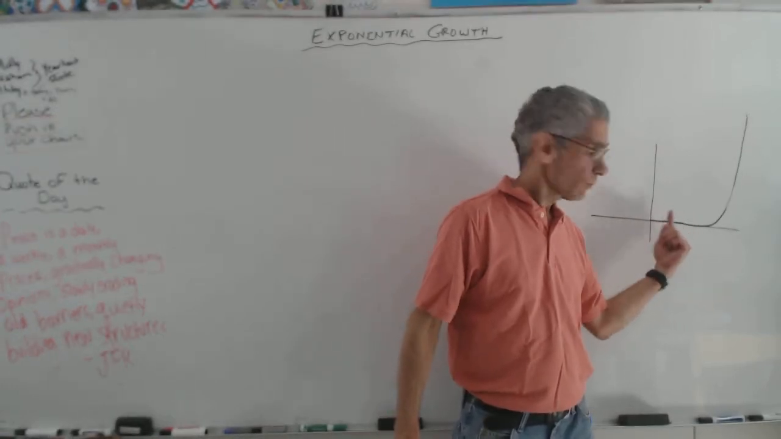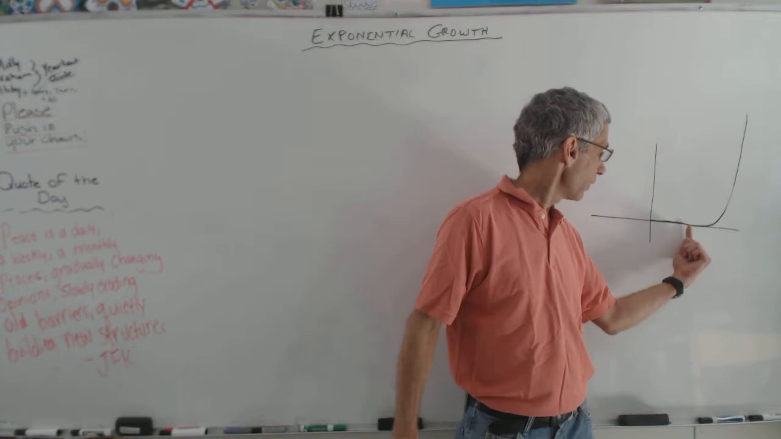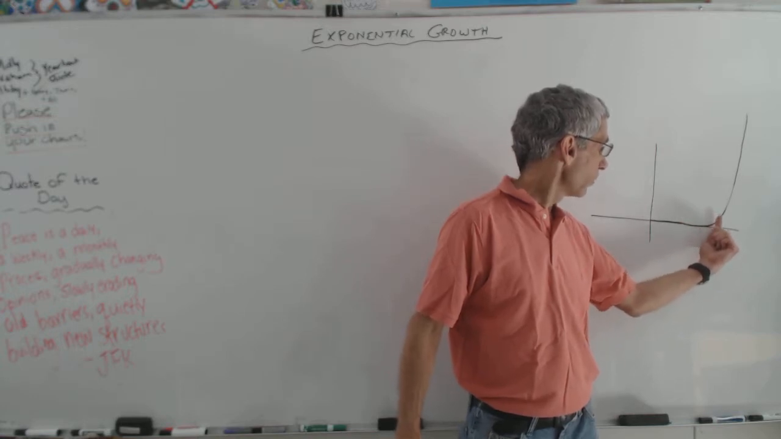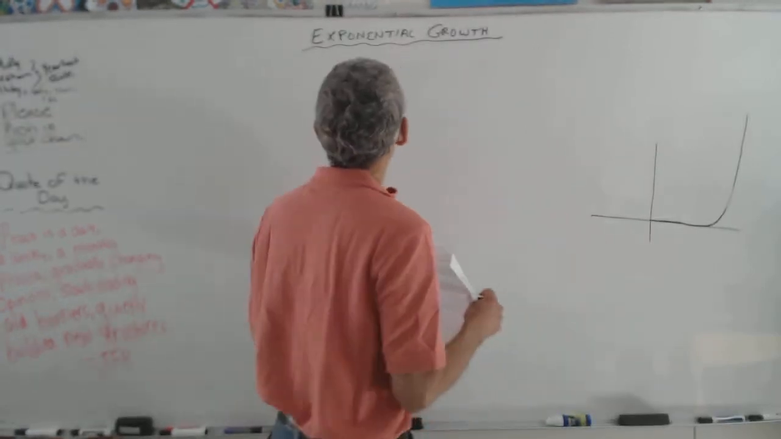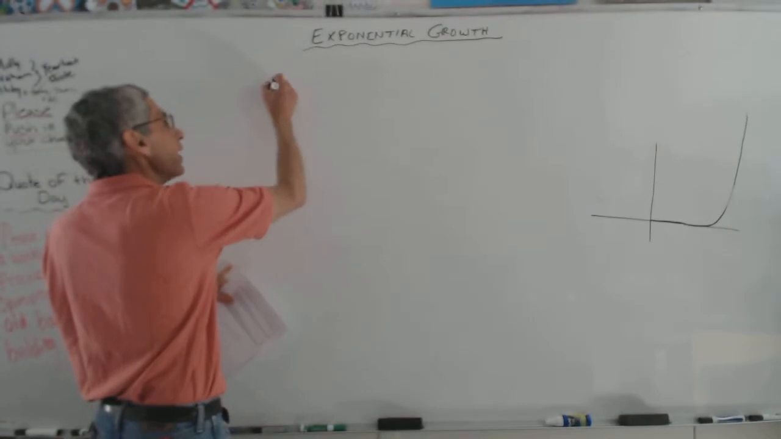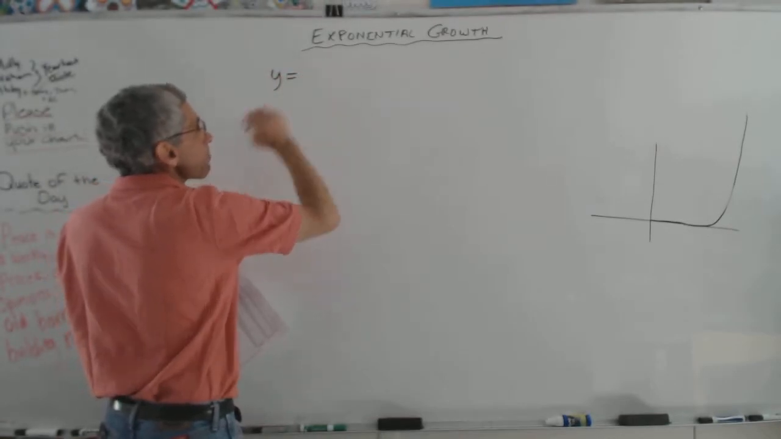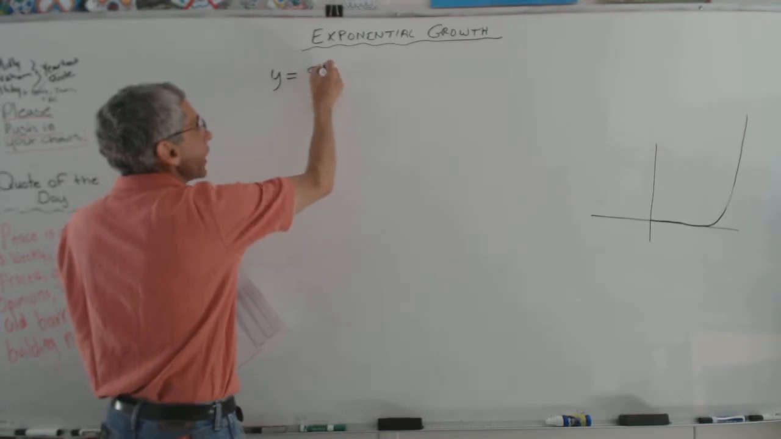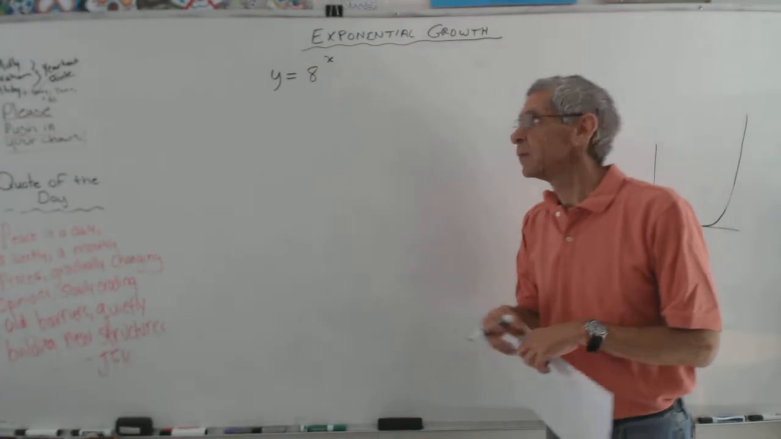And this is a function. For every x, there can only be one y. There's always, and here there's only one place where it crosses the line. One place, one place. Yes. So it's always a function, right? So if I gave you a problem like this, I could write it as y equals, let's just say 8 to the x power, okay?